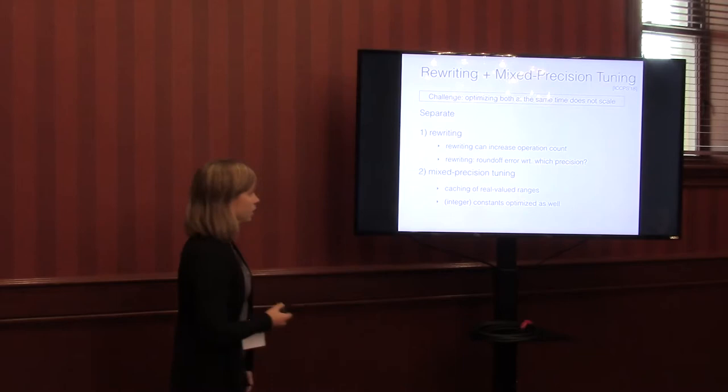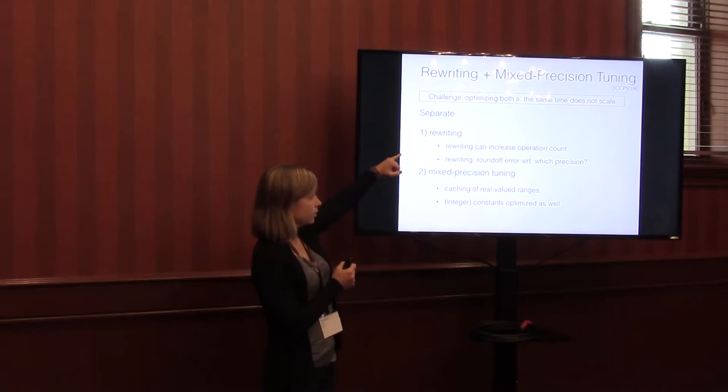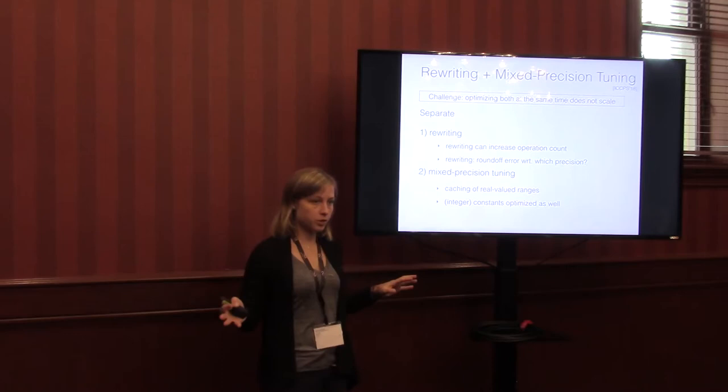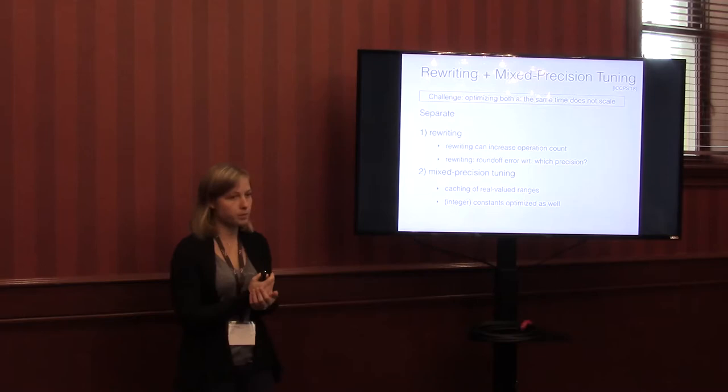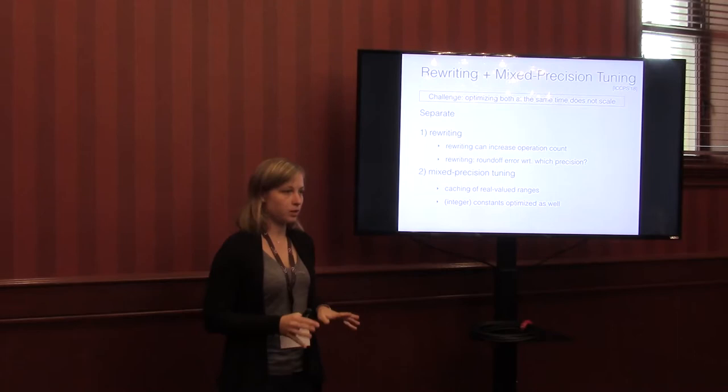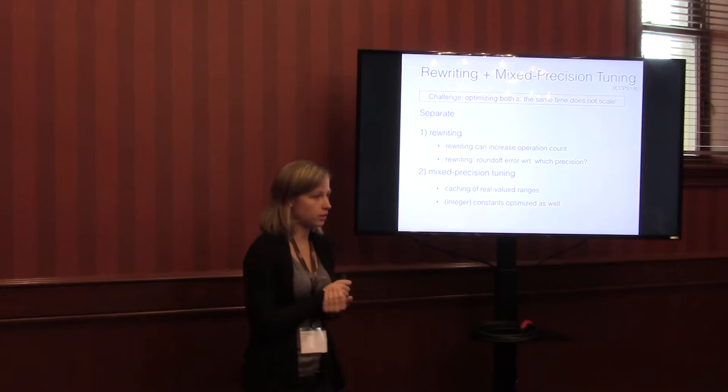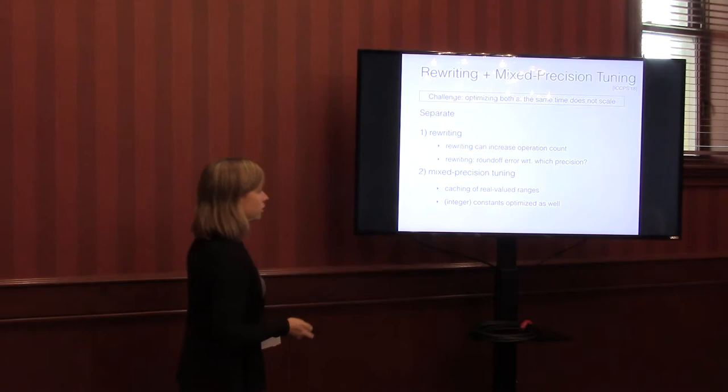For mixed precision tuning, we realized that since the rewriting has already fixed the evaluation order, the real valued ranges of all the intermediate expressions that we need for the error analysis are fixed, so we can cache this and save some running time. And somewhat surprisingly, we found that if the expression that you're optimizing has integer constants, it's not a good idea to just put them in the lowest precision. You might think, since it's an integer, you can just do the simplest thing first, but this will introduce cast operations, which may just negate all your performance.